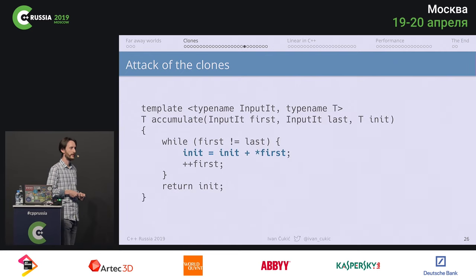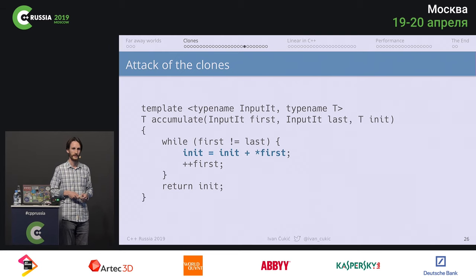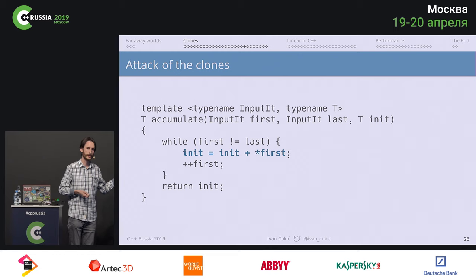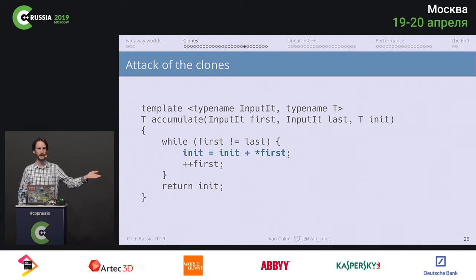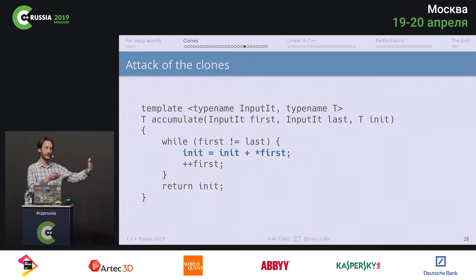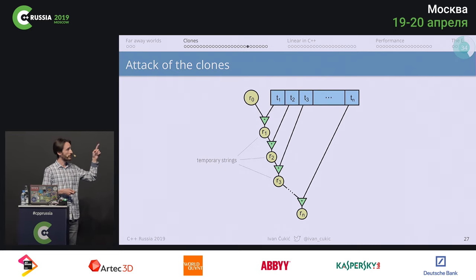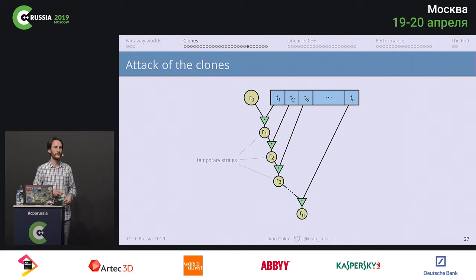The problem is that accumulate used to be implemented in this way. Again, I say used to. In the current standard, it is still implemented in this way. So whenever we write init plus the referenced first, it's going to create a new string. It's going to assign that string to init, et cetera, et cetera. So for each of the plus operations, we are going to get a temporary string, and then it will be destroyed before we exit the function.